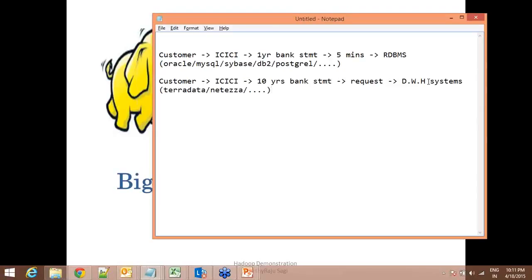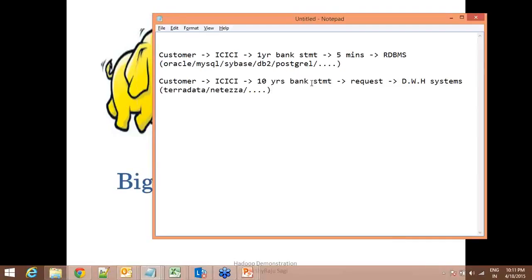Most of the data warehouse system applications are ETL applications, which are scheduled jobs. So once this request comes, they will keep the request in a queue until the application is started. It will take the request, process it, and send the statement back to the customer. So obviously it will take at least a couple of hours.